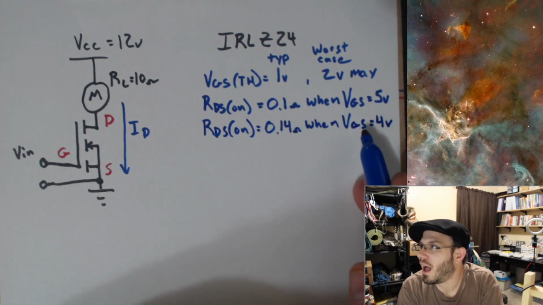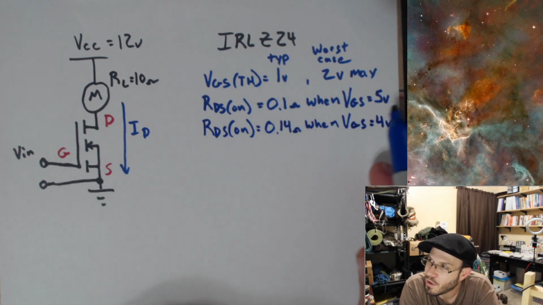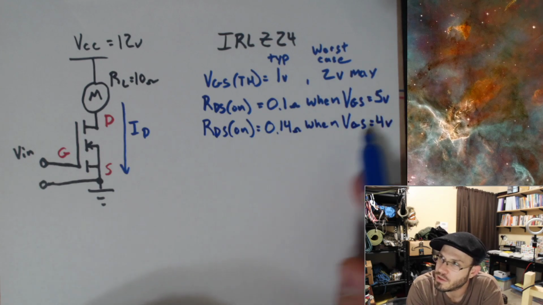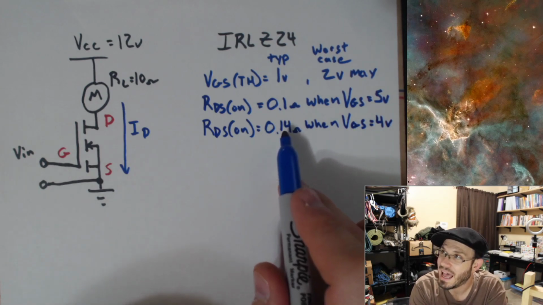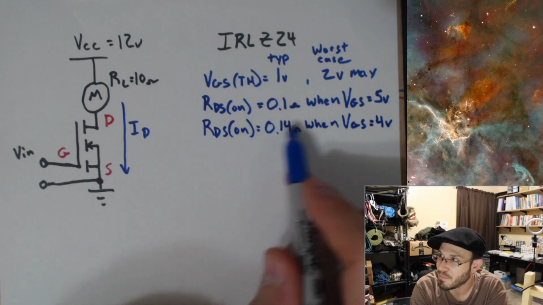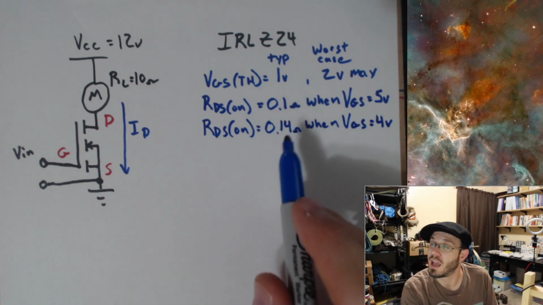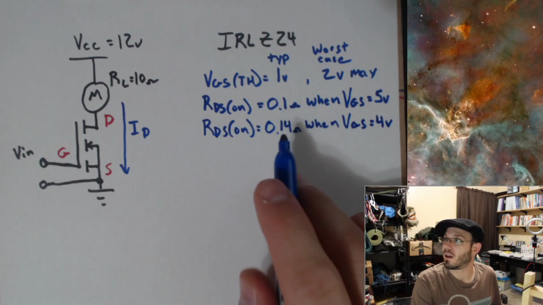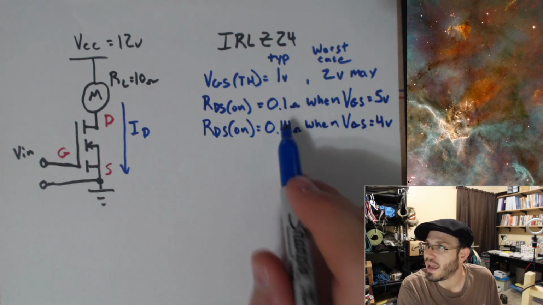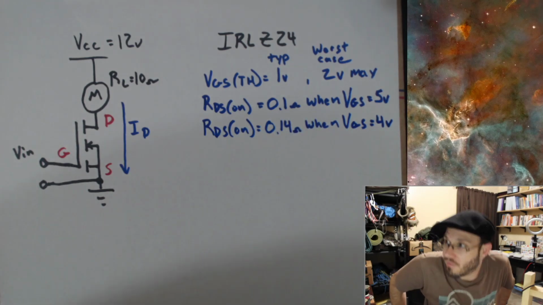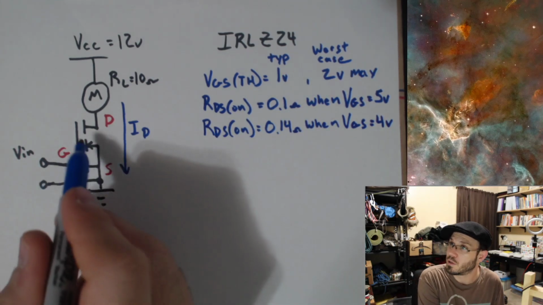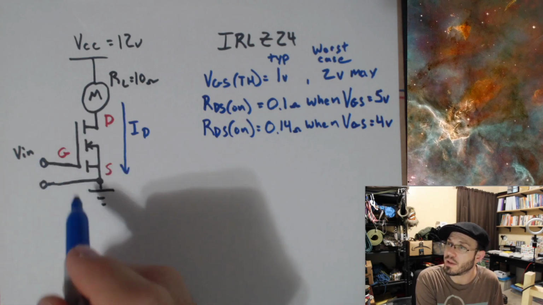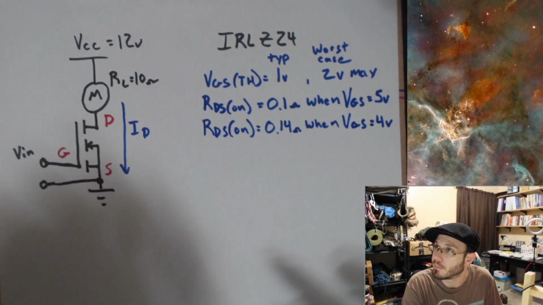Okay, so looks like when we're not quite at 5 volts, if we're at 4 volts, we get it to act like a 0.14 ohm resistor. Okay, again, tomato, tomato. This might as well be a closed switch. So perfectly great that we have a low resistance when we have a gate source voltage of 4 volts developed between the gate and the source. Okay, so the voltage between these two.